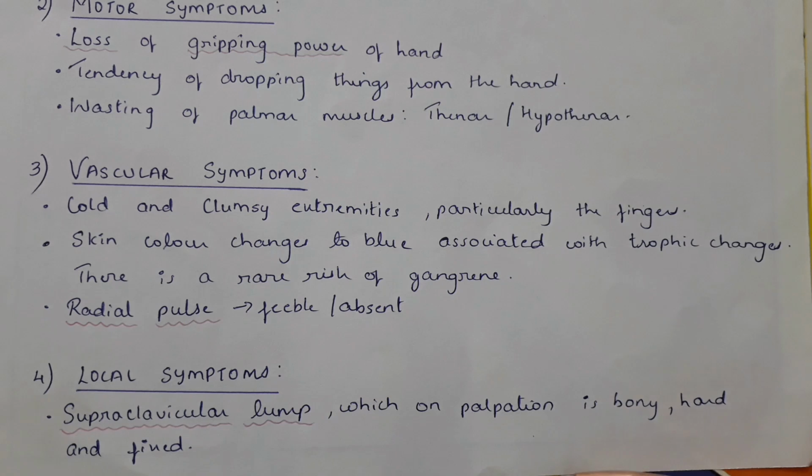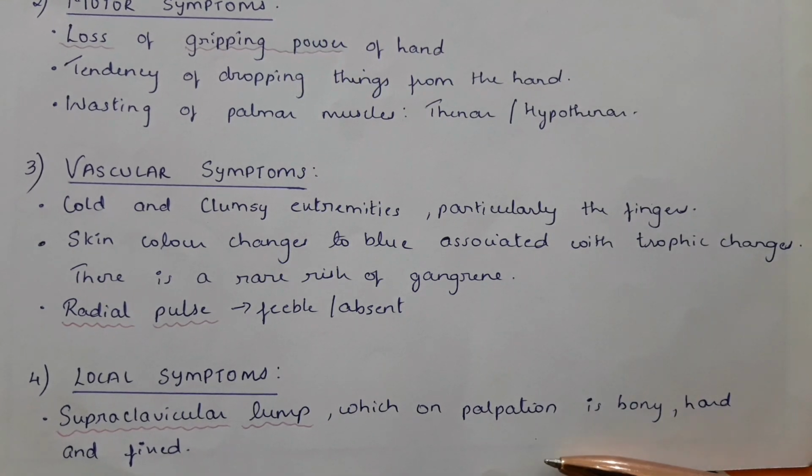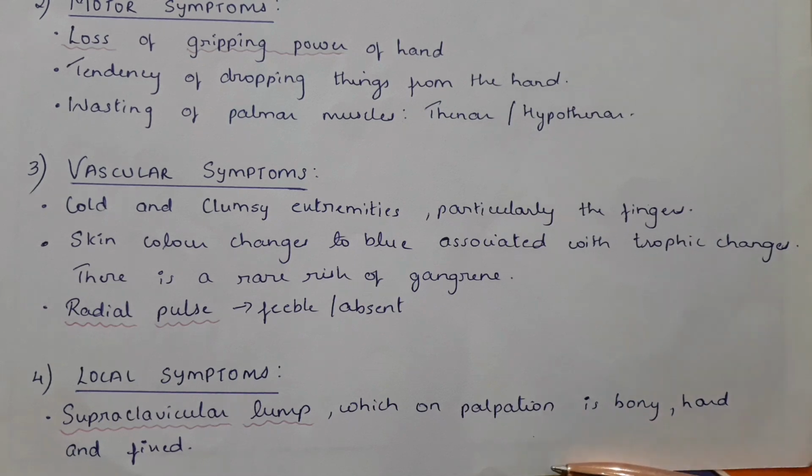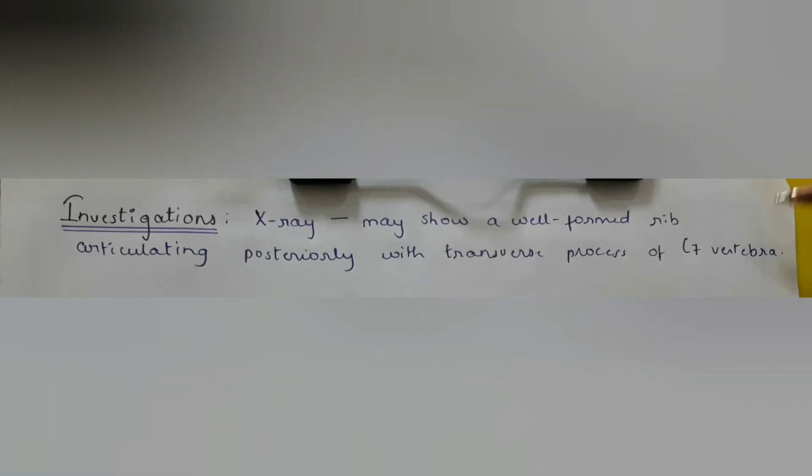Local symptoms include supraclavicular lump, which on palpation is bony, hard, and fixed. Investigations include X-ray, which may show a well-formed rib articulating posteriorly with the transverse process of the C7 vertebra.